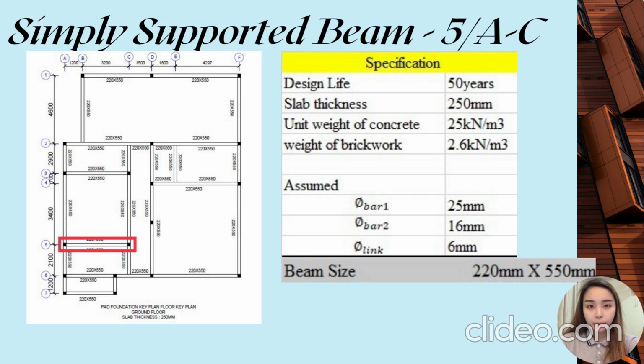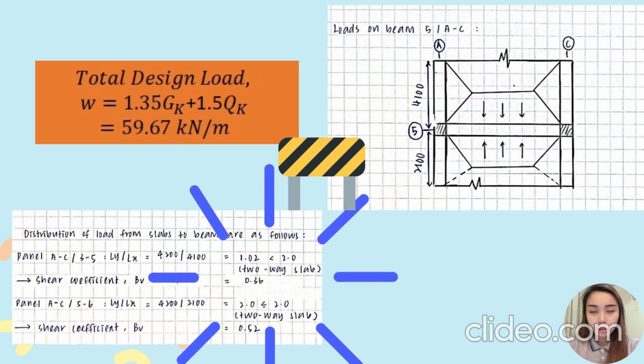My name is Wilting with metric notes AF200155, and I'm going to present about a continuous beam and simply supported beam. The simply supported beam that I designed is 5/A to C. The beam size that I use in this design is 220 mm x 550 mm. Next is the load on beam 5/A to C. By referring to the table of shear coefficients for restraint, the panel of 5A to C is considered as the type of panel which is one short edge discontinuous.